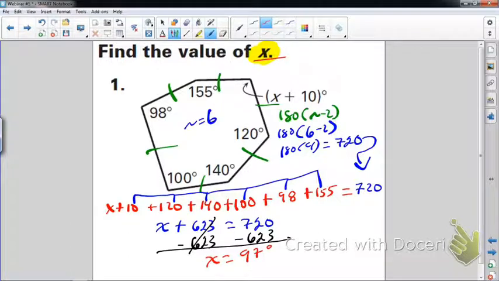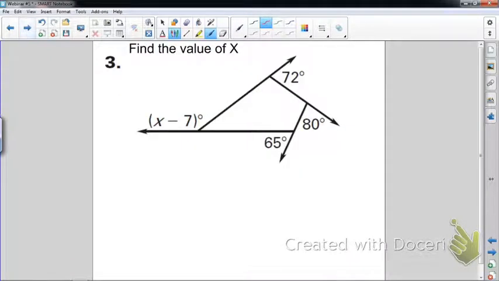Again, remember, always go back to see what it says, because sometimes we could also ask you, okay, now that you know what x is, what is this particular angle? Then you would have to substitute x in here, then add 10 to it, and figure out what that last interior angle is. So there are multiple ways of doing this. You just got to be aware of what's being given to you.